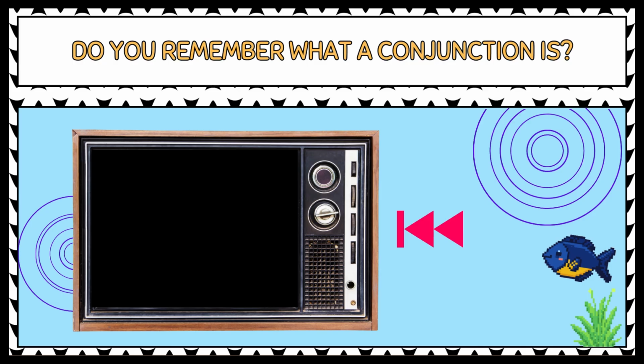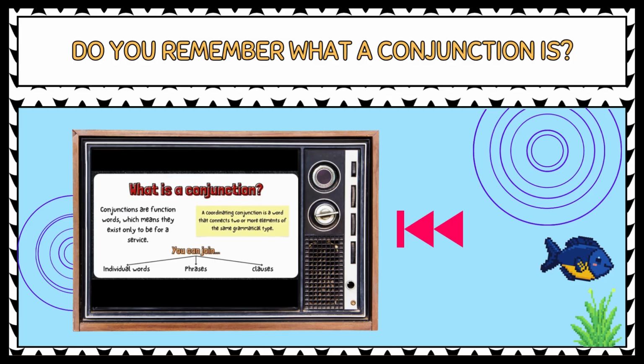First, do you remember what a conjunction is? Let's rewind to when we learned about coordinating conjunctions, also known as fanboys. Let's see what a conjunction is. Conjunctions are function words, which means they exist only to be of service. A coordinating conjunction is a word that connects two or more elements of the same grammatical type. You can join individual words, phrases, or clauses.